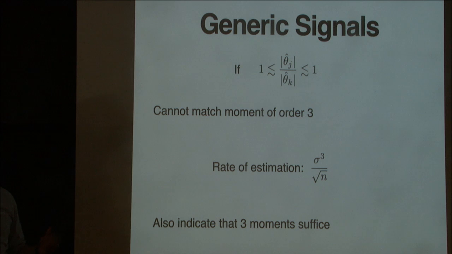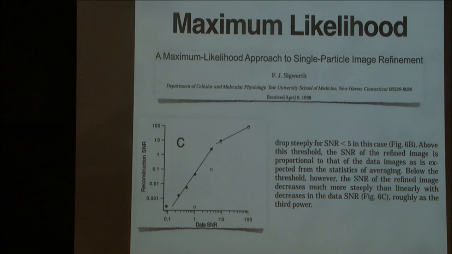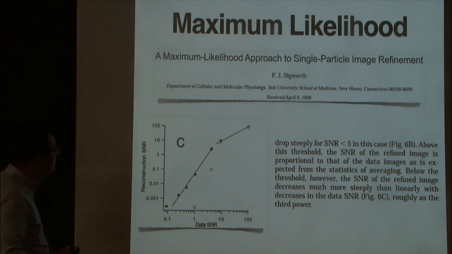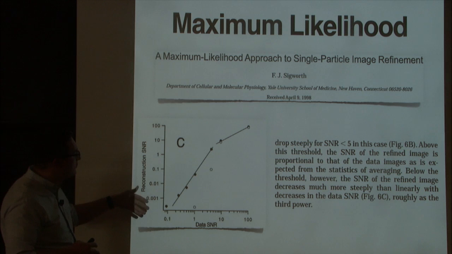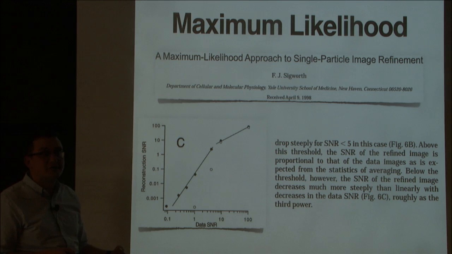But before that, I wanted to mention the sigma to the 3 a little more. So it was a little shocking to me. And so you start digging a little bit. And there's this paper by Fred Sigworth, who's actually a specialist of cryo-EM since the early days. And he actually has this empirical observation. So here he is running maximum likelihood estimation on some simulated data, but for cryo-EM. This is not the shift model, but he's looking at this. And he's trying to understand the reconstruction accuracy as a function of the signal-to-noise ratio, so essentially as a function of 1 over sigma in our case.